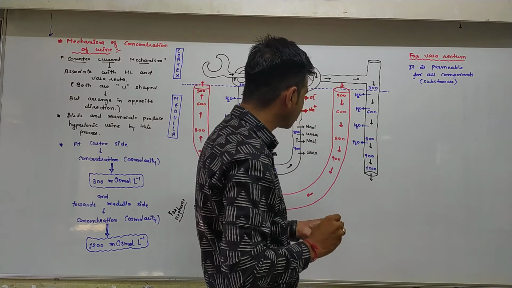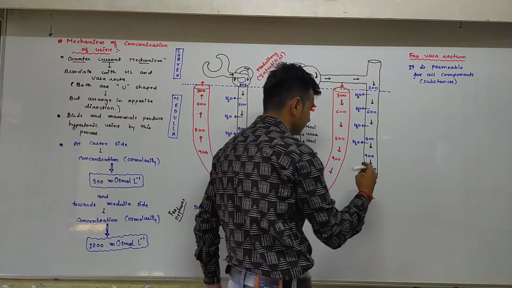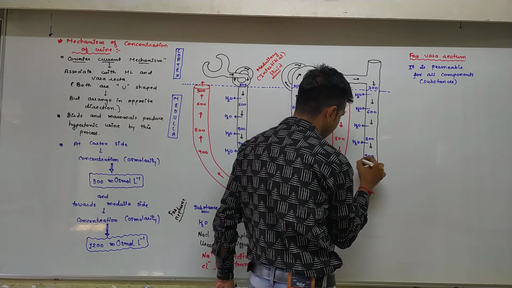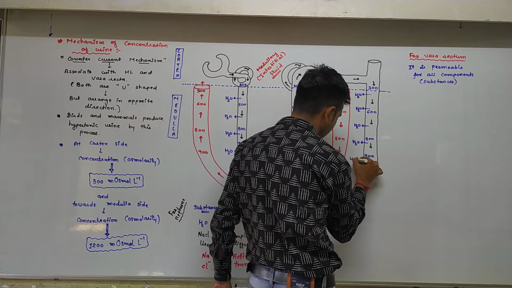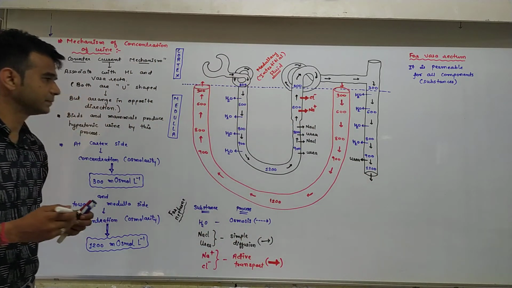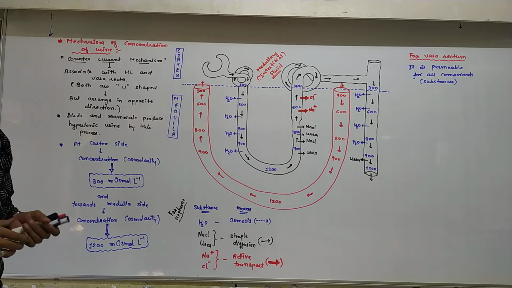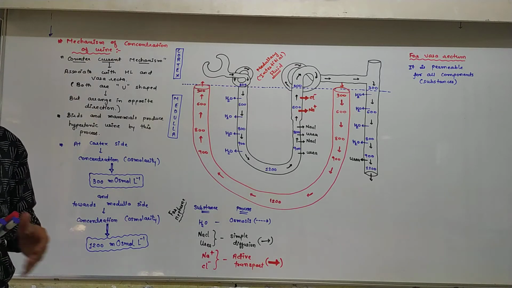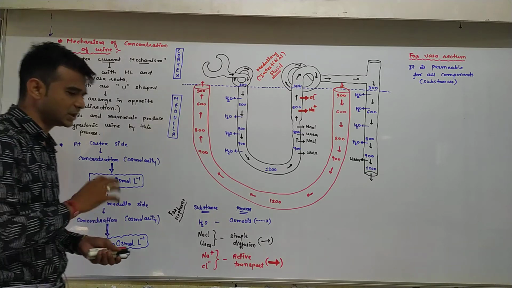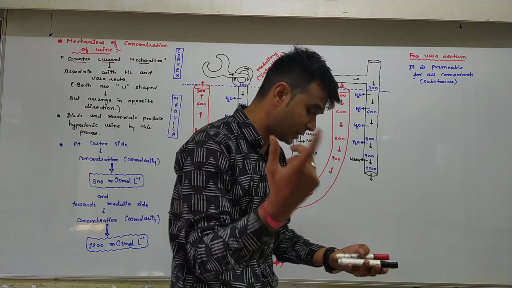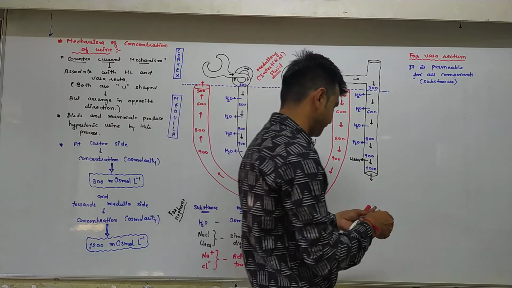but in the lowermost portion I can write with simple diffusion that urea comes out. But the vasa recta is permeable for all the components. There is no specificity in the vasa recta. So for that you remember this thing.